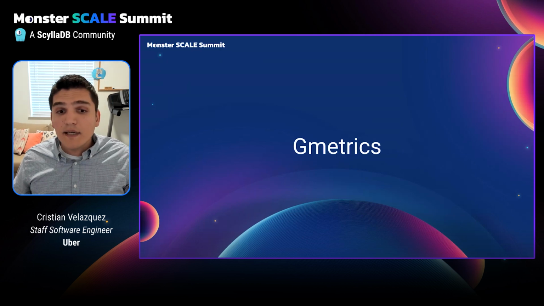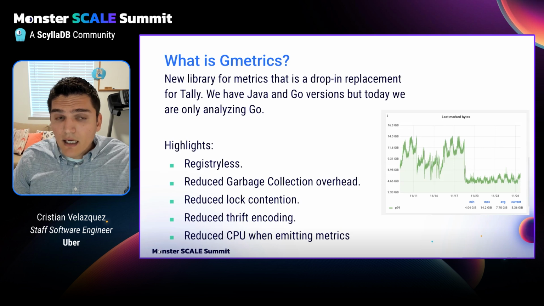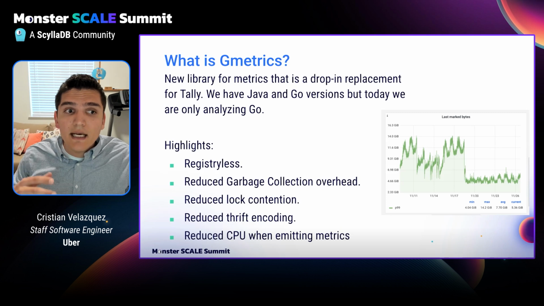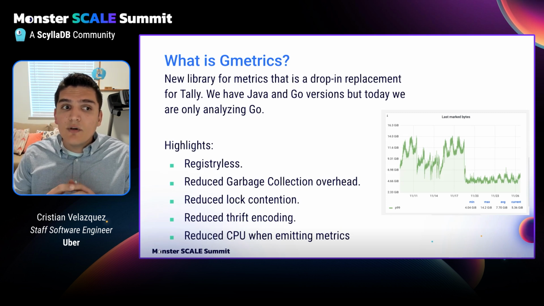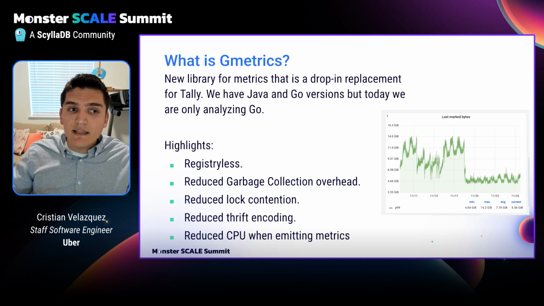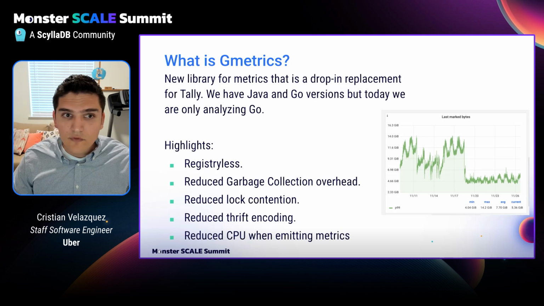Now let's jump into what is Gmetrics. Gmetrics is the new library for metrics, which is basically a drop-in replacement for Tally. By drop-in replacement, we mean that we are still going to be using the same API that Tally provides, so we just inject this into the code, and your code is still using the original API. So there are no changes that you need to do.